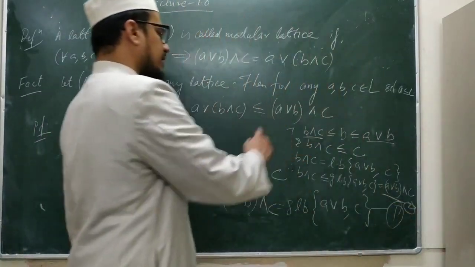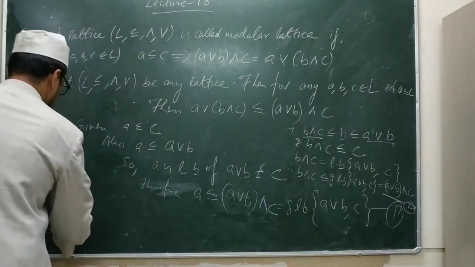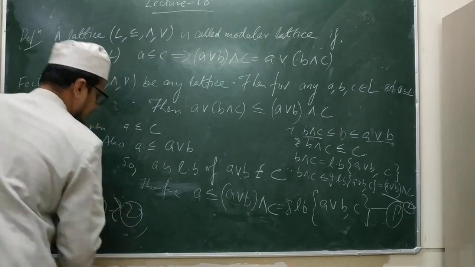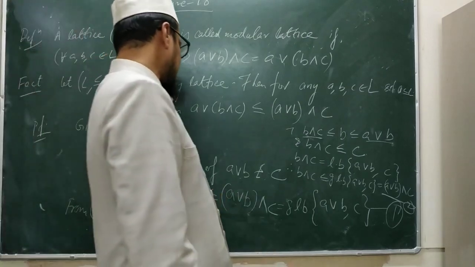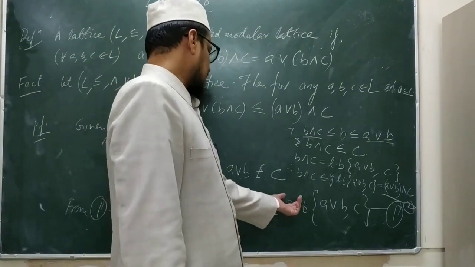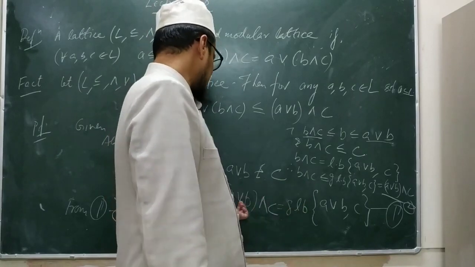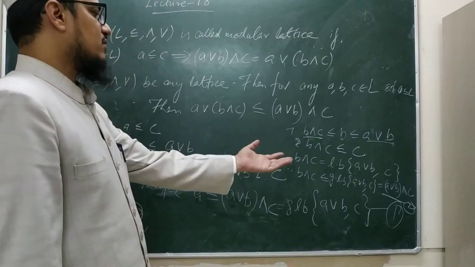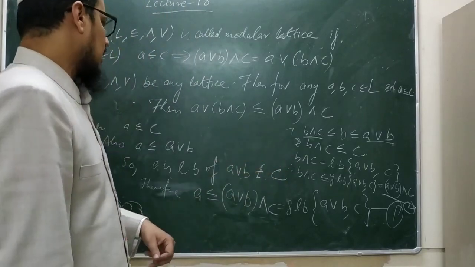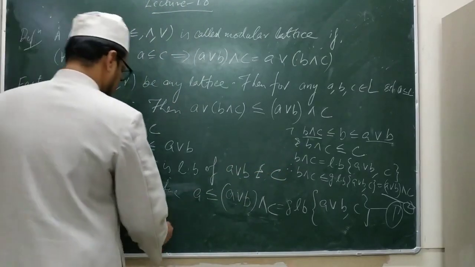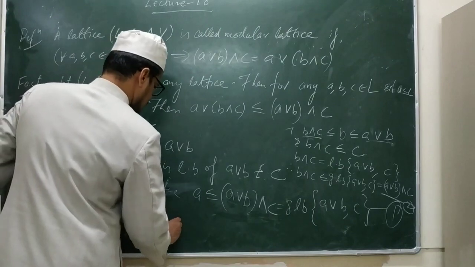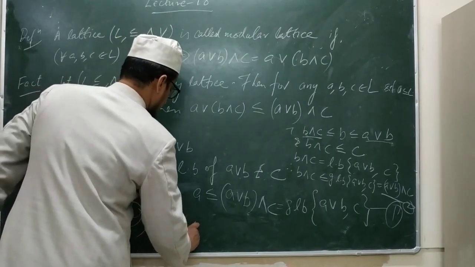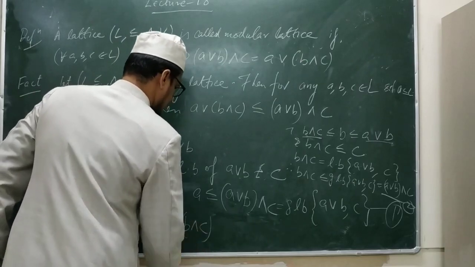Now if we see from 1 and 2, what do we get? From 1 and 2, see, A is less than or equal to (A join B) meet C, and also B meet C is less than or equal to (A join B) meet C, correct? So now if we take (A join B) meet C, correct?